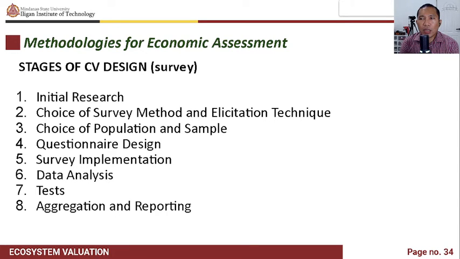Then on the sixth stage, you have the data analysis. And you have to make sure the objectives are being targeted on the questionnaire. So you have to determine the value placed on the provision of the non-market goods by the households in the population through estimating the mean willingness to pay. You also have to determine how the willingness to pay is influenced by characteristics of the policy, household, or survey design, and you have to test the validity of the willingness to pay response to a survey. The seventh would be the test, and the last one would be the aggregation and reporting.